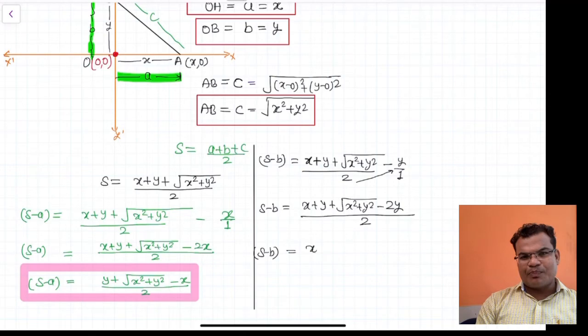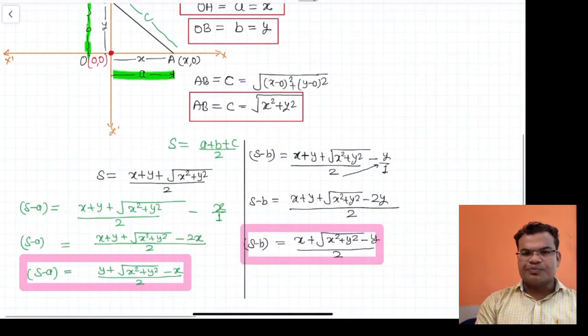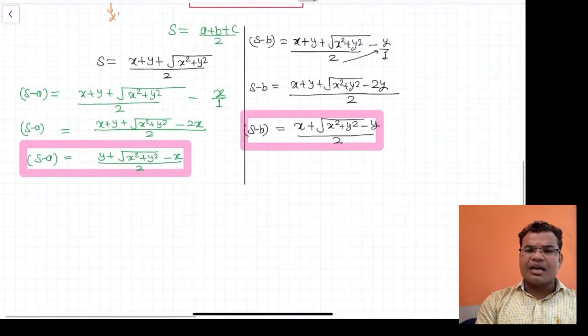So x plus under root x square plus y square, I can write here, and minus 2y plus y will be minus y, upon 2. Again, this is the value of s minus b, this second value. Can you start and can you find out the third value also, as s minus c, right?